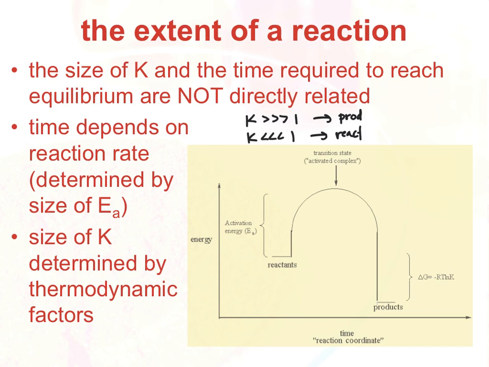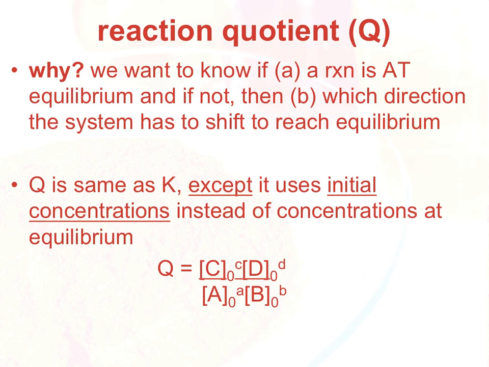So the size of K and the time of equilibration are not going to be directly related. I want you to just have that in the back of your mind. We understand that K can tell us the extent to which a reaction proceeds. Either we're going to have mostly products or mostly reactants based on the size of K.